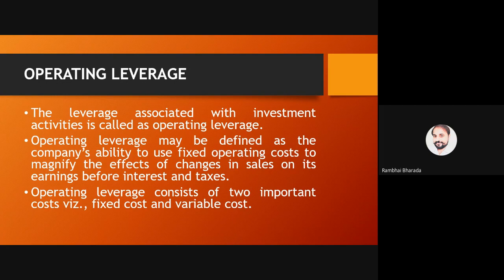So operating leverage, simply we can say, is use of fixed operating cost. Fixed operating cost means use of fixed cost. Suppose rent of factory, rent of building, salary of employees, salary of manager, depreciation. All these expenses are fixed. So when a company uses the fixed operating expenses to measure the effect of change in sales on its earning before interest and tax. Earning before interest and tax means operating profit, profit before interest and tax.